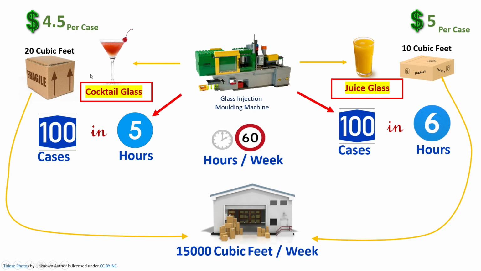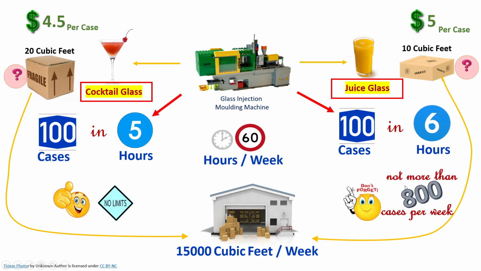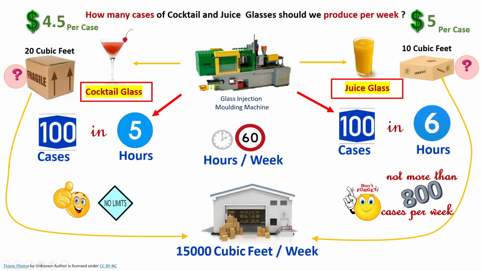Now, how many cases of these cocktail glasses and juice glasses can we produce? As far as cocktail glasses go, there is no limit. We can produce as many cases of cocktail glasses as we want, but for juice glasses, we cannot produce more than 800 cases of juice glasses per week. So that is the limit for juice glasses, and this is because of an input from our marketing department. We cannot produce more than 800 cases per week of juice glasses.